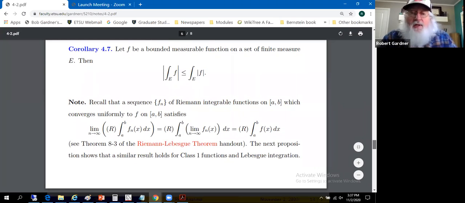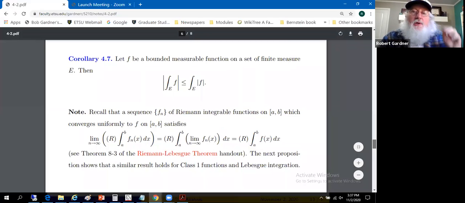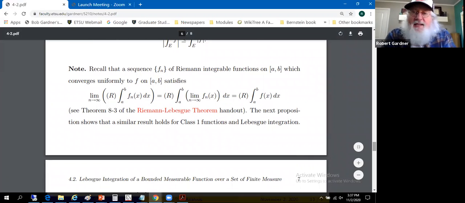Okay, we're almost there. What we're going to look at now is related to sequences of functions. I'm going to consider a sequence of functions and try to see when I can take limits in and out of Riemann integrals, or ultimately Lebesgue integrals. Recall a sequence f sub n of Riemann integrable functions on the interval [a, b], which converges uniformly to a function f on [a, b], satisfies the following.